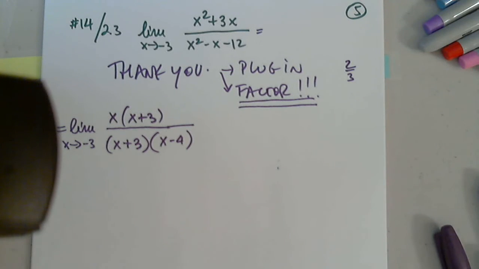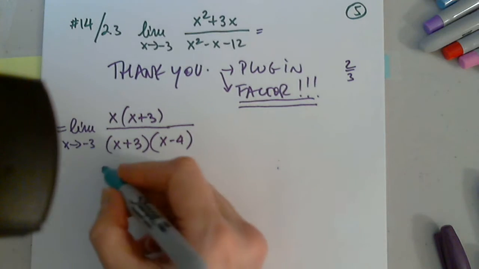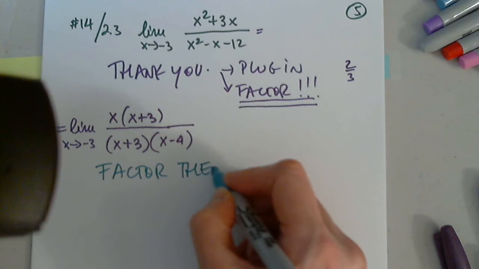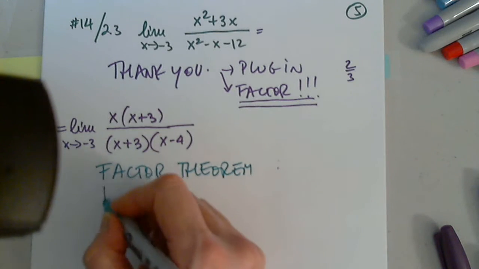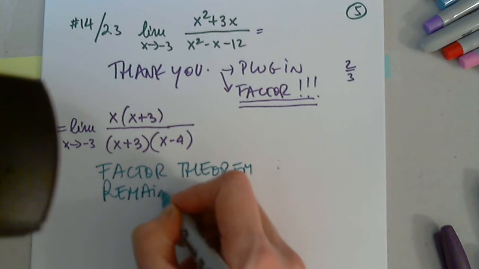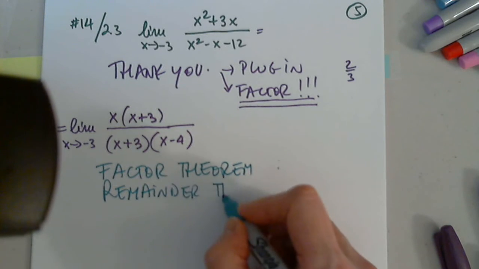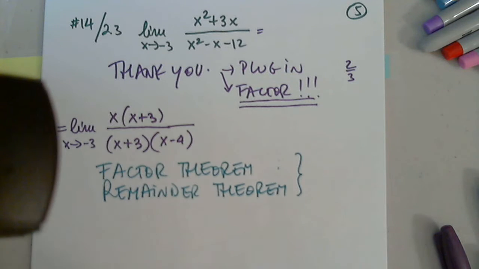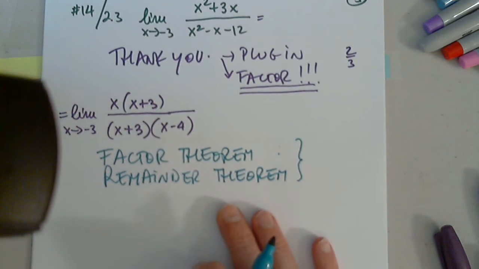Now, I need to talk about a theorem from your past experience with math, which is extremely helpful and will help us moving forward with limits. It's called the factor theorem and remainder theorem. So two theorems together. I couldn't hear you. Was it for me? Okay, you are muted. So the factor theorem and the remainder theorem.